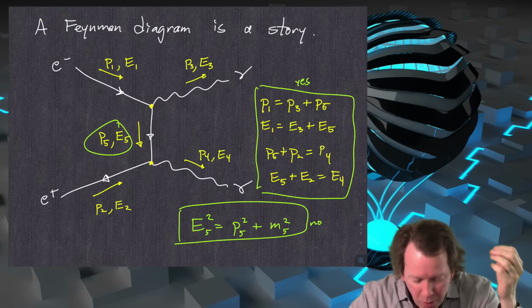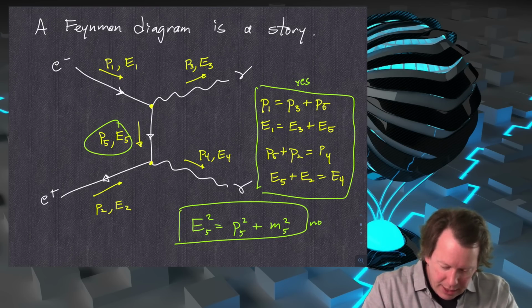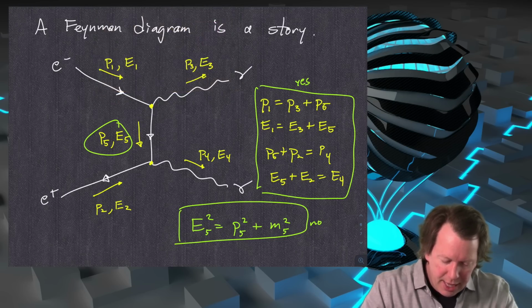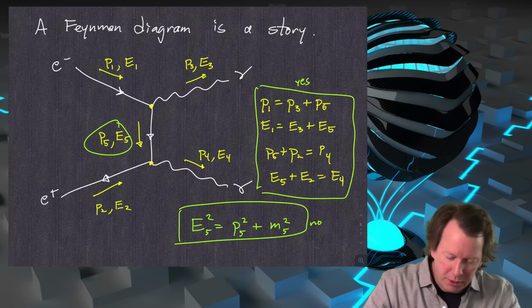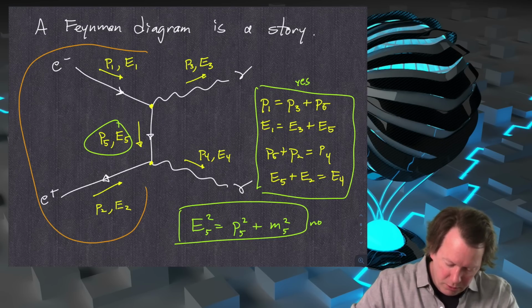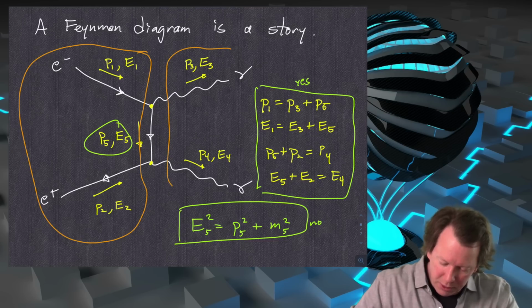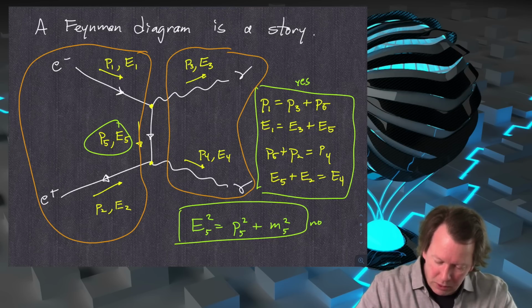So we have a way of saying that. What we say is that, we use yet more colors, sorry about that. We say that these ingoing particles, this whole bit here, and the outgoing particles, this whole bit here, these are real.